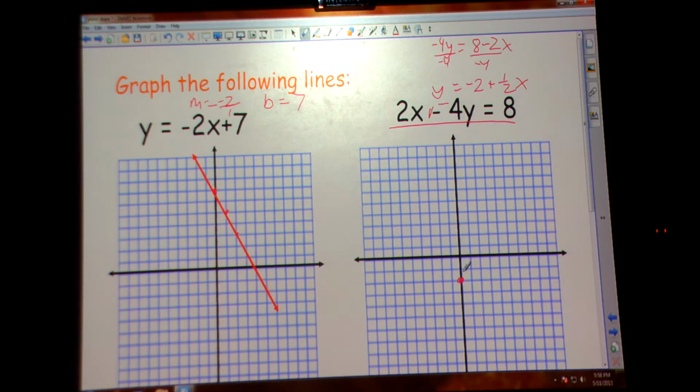I'm going to move up 1 over 2. Up 1 over 2. Voila. And please grab a ruler. I have rulers in my classroom if you need them.